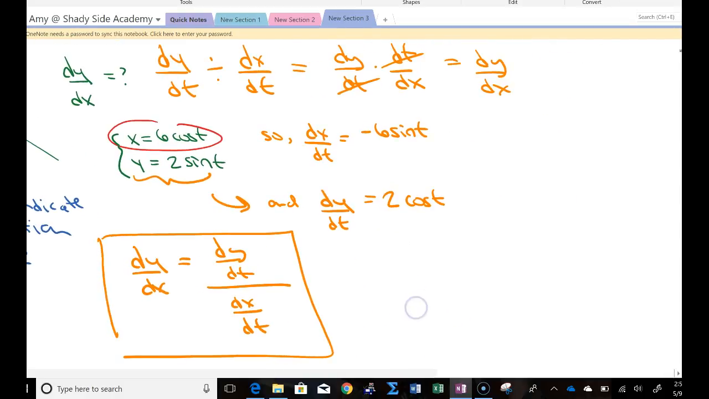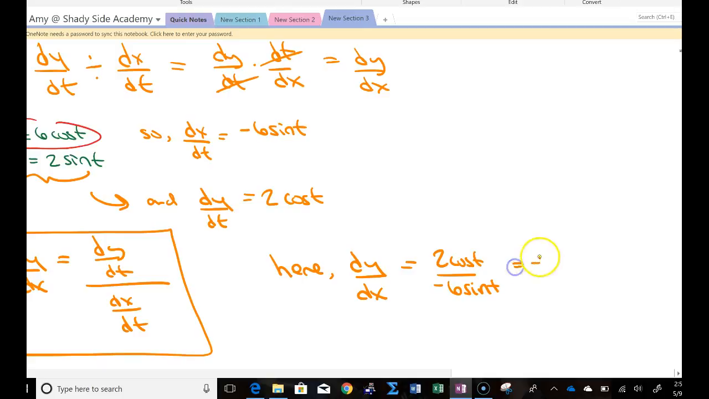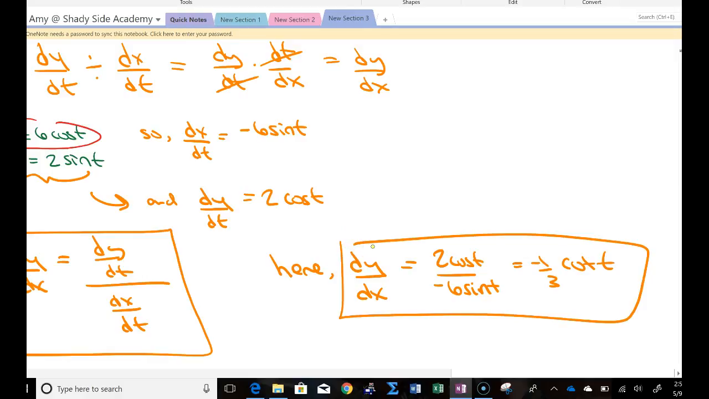Here, let's just finish the job. Let's not leave anything hanging. Here, dy/dx equals 2 cos t over -6 sine t, or just -1/3 cotangent t. Look at that. Okay?